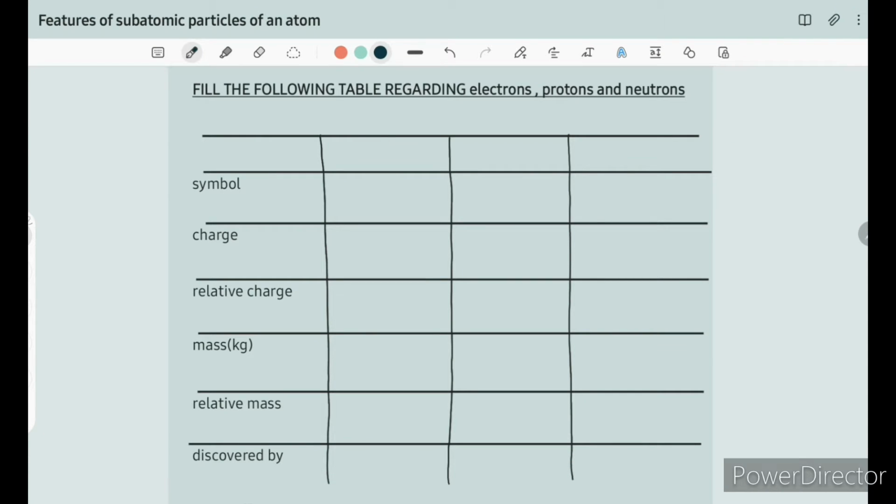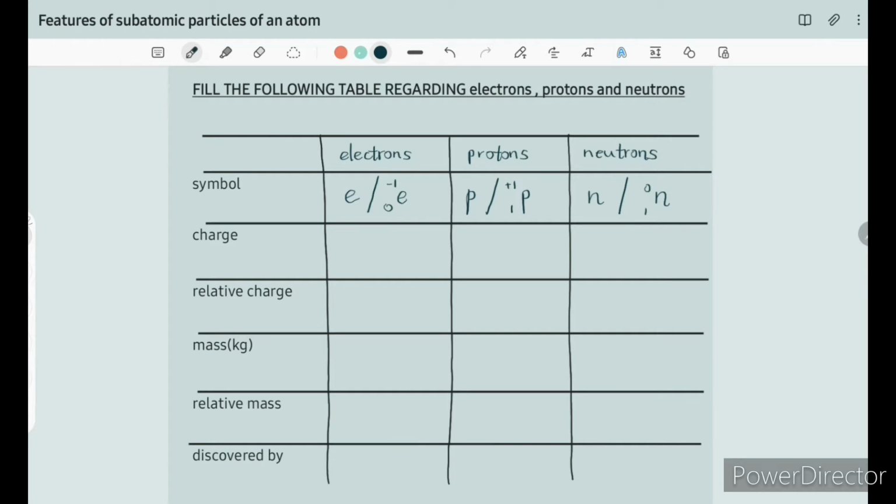In this video, I will discuss a few questions about subatomic particles: electrons, protons, and neutrons. Let's fill the following table regarding features of subatomic particles. Symbols of electron, proton, and neutron are e, p, and n respectively, and we can also write them in the complex form, indicating the charge on the top and relative mass on the bottom.